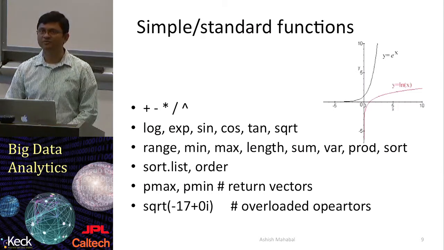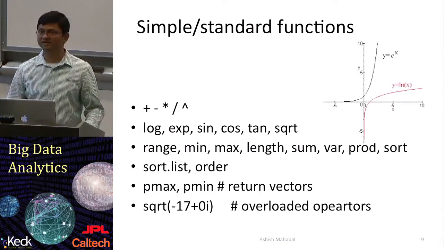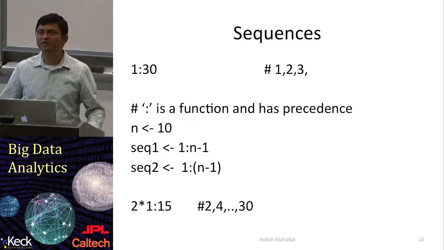On the other hand, if you use pmax, then it's going to give you a column-wise maximum. And there are various other such functions available also. Square root, as you can see here, we are getting a square root of a complex number. So it's clearly overloaded, because you can use the same square root for just ordinary numbers and get it equally well. Sequences are another important construct.